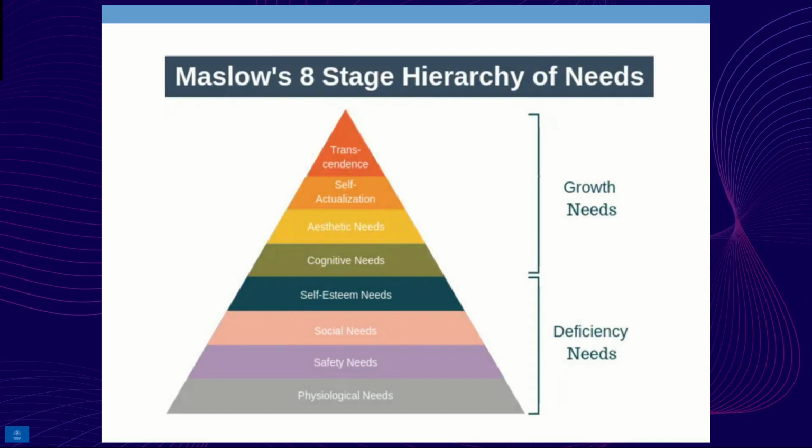Maslow's 8-stage hierarchy of needs again kept deficiency needs the same and added one final level to the 7 basic needs. This is shown in the diagram. Transcendence is the very peak of the pyramid in the 8-stage version of Maslow's hierarchy of needs and refers to our spiritual needs. We become motivated by values that transcend beyond ourselves.